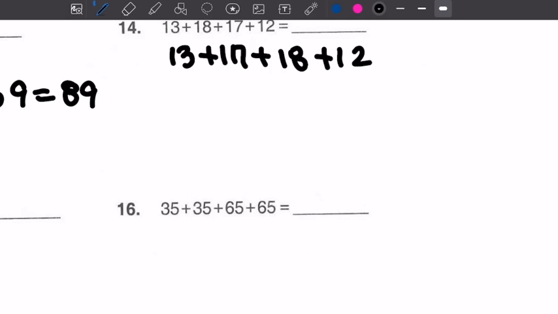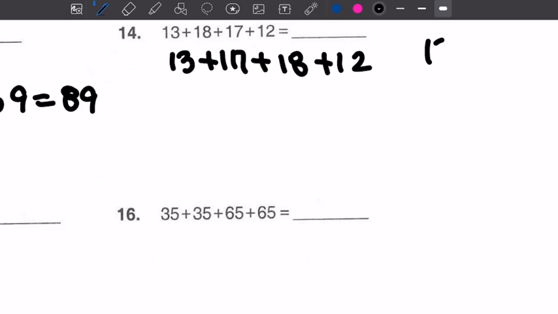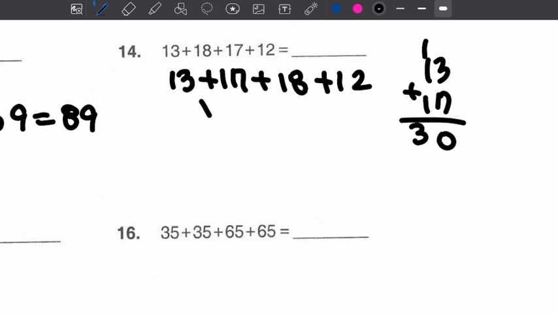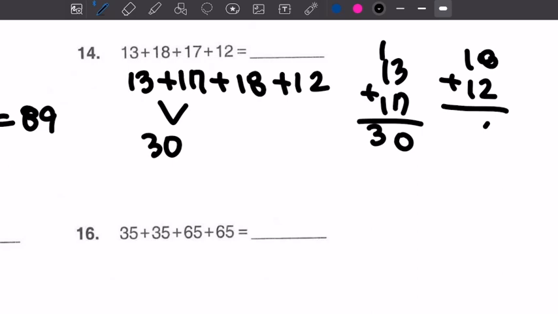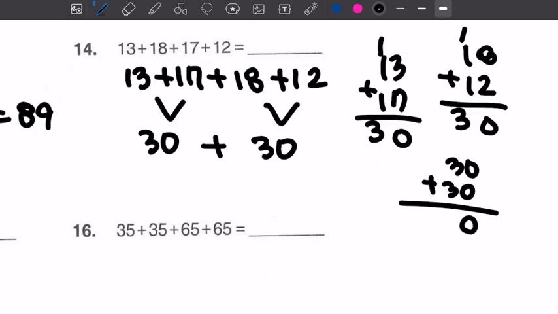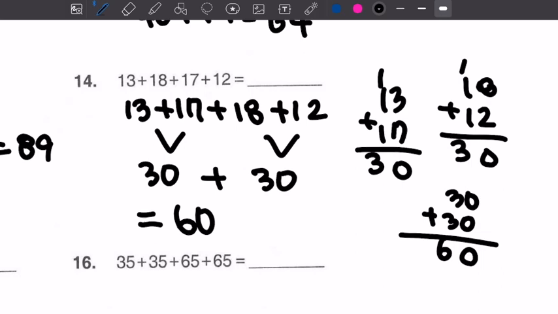So we do 13 plus 17, and that would be 30. Now we have 18 plus 12, and that is equal to 30 as well. We have 30 plus 30, so 0 plus 0 is 0, and 3 plus 3 is 6. So 30 plus 30 equals 60. As a result, 13 plus 18 plus 17 plus 12 equals 60.